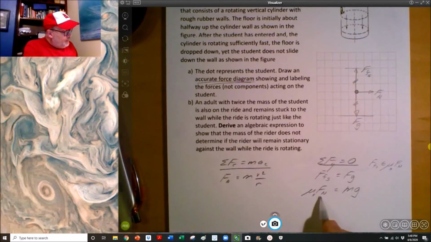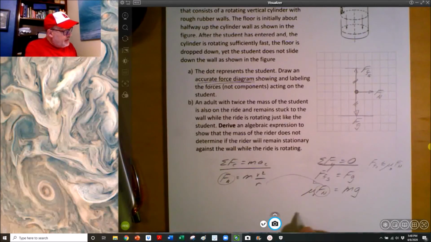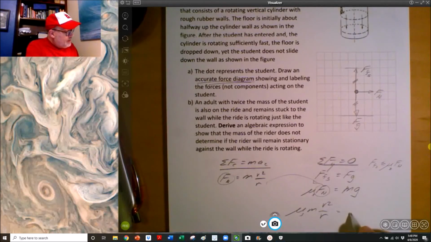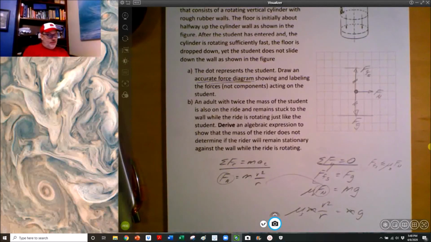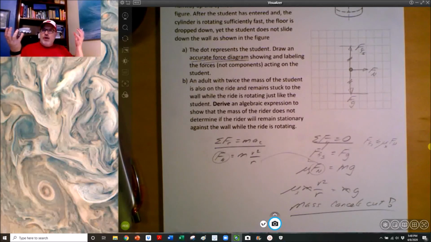All right, well, there's force normal, so I can plug this in over here and I get mu static times mv squared over r equals mg, and voila, the mass cancels out. So the mass doesn't matter. So a heavy person, light person, a tiny child could all ride this ride and not slide down on the wall and it would work perfectly. And that's it. Those are our examples for circular motion.